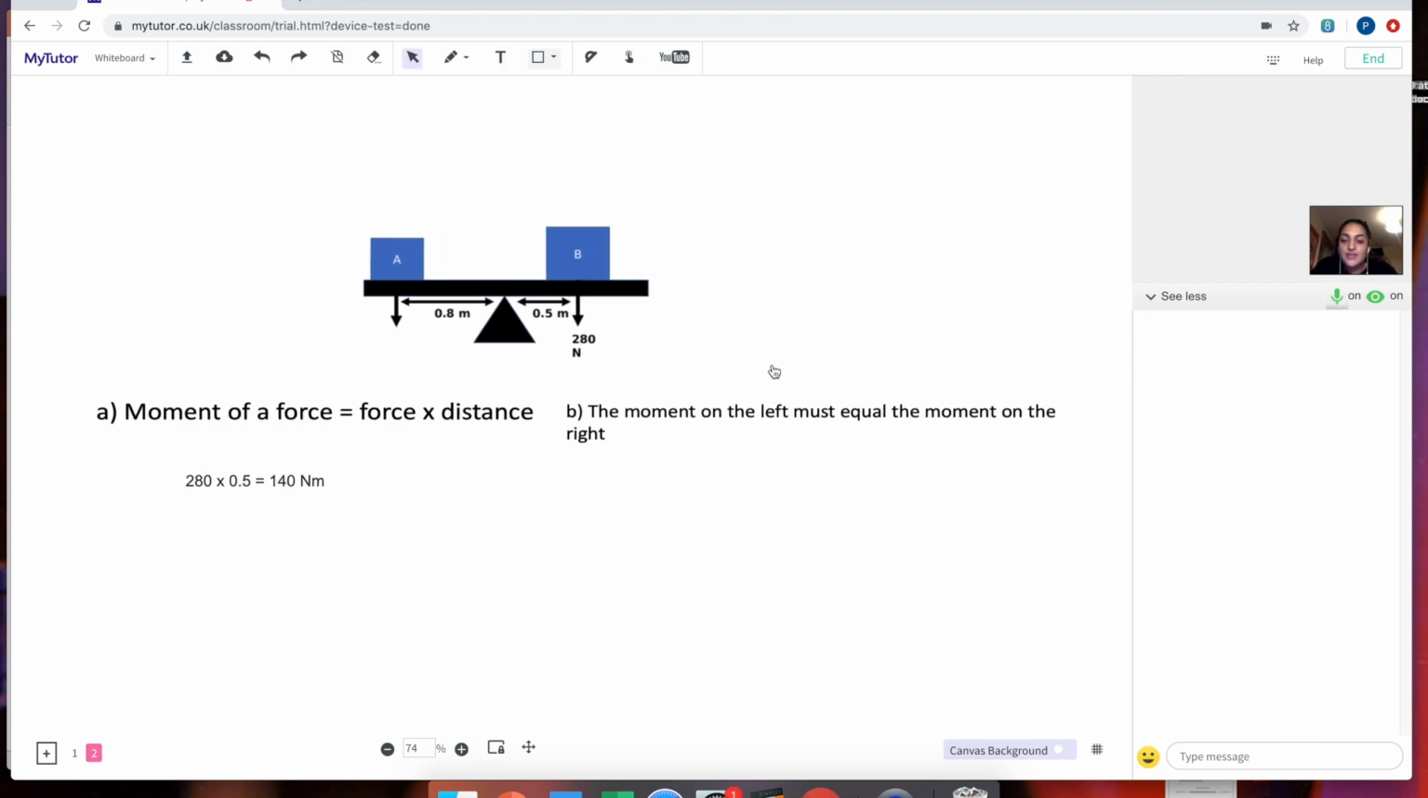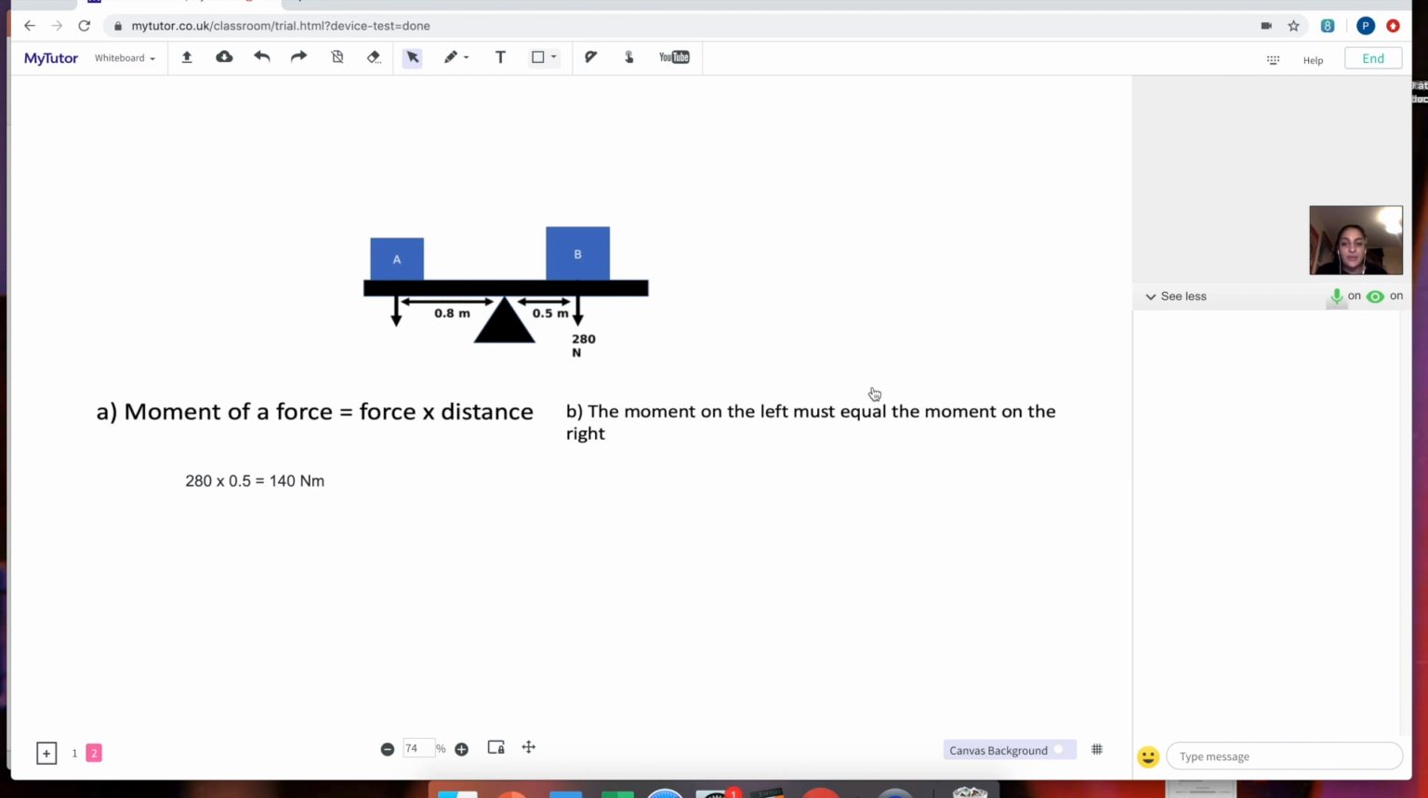Now, the second part of the question asks us to think about what the force of A might be if the beam was to be in balance. Now, for a beam to be in balance, it needs to have an equal moment on one side to the moment on the other side. So both sides need to have the same moment. The moments need to be equal. It's otherwise known as the rule of moments, which is moments clockwise equals moments anti-clockwise.